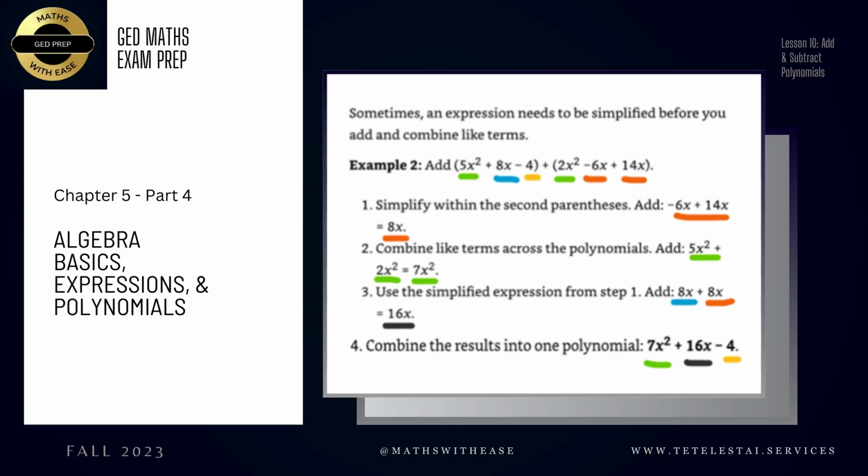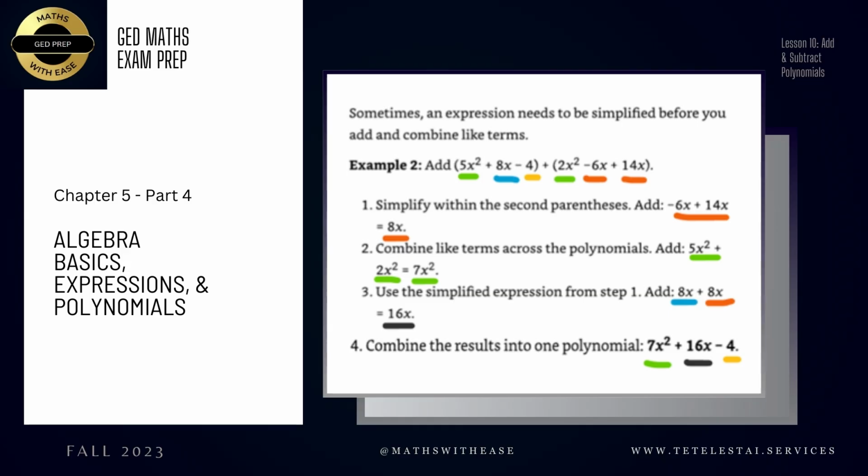So we have 5x squared on the left-hand side of our addition sign here, and on the right-hand side, we have 2x squared, right? So 5x squared plus 2x squared is 7x squared. And then you're going to use the simplified expression from the first step to add your second set of like terms. In this case, that would be 8x, which we have from our original expression, and then another 8x, which we got from subtracting 6x from 14x, okay? 8x plus 8x is 16x.